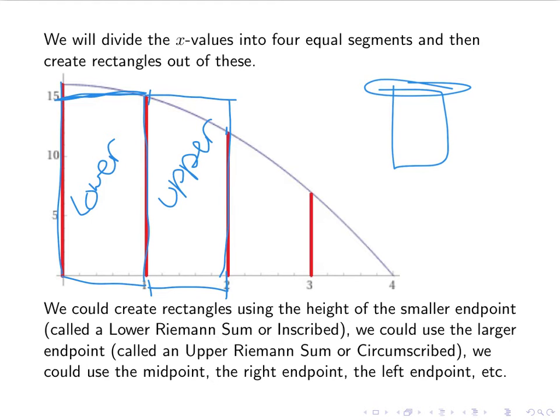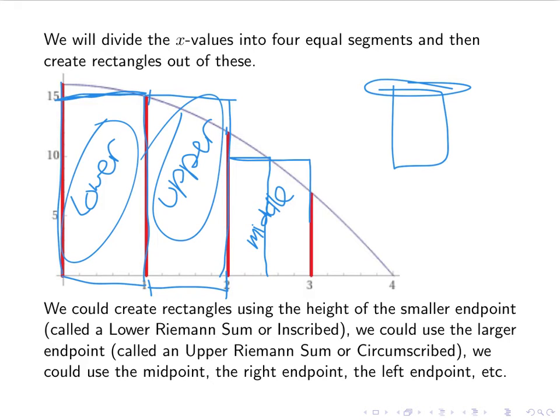I could also use the midpoint. So for the middle one here, or this third one, I'll do the middle. I'm just going to go halfway up, and I'm going to use that as my height. So that would be the middle. I could also just always use the right endpoint, or I could always use the left endpoint. Those are the 5 main Riemann sums that we look at: the lower, the upper, the midpoint, the right, or the left. And again, we're going to focus on lower and upper.